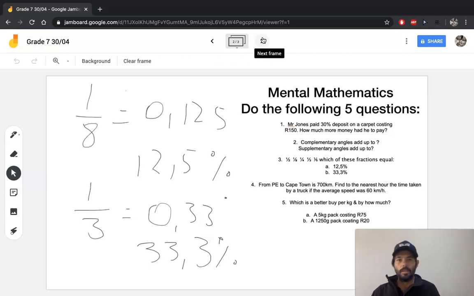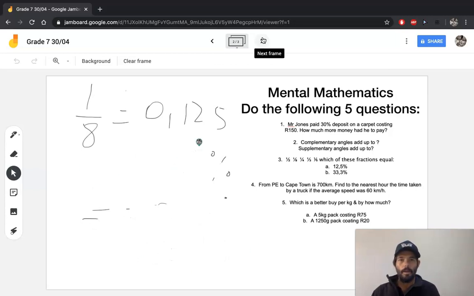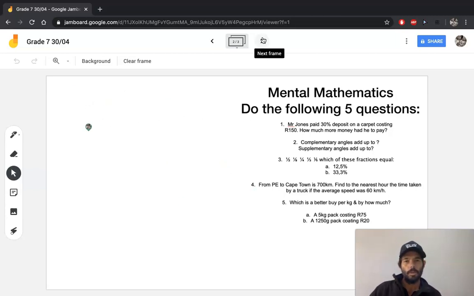Okay, we've got a distance, speed, and time question for number 4. Number 4 says 700 kilometers from PE to Cape Town, Port Elizabeth.